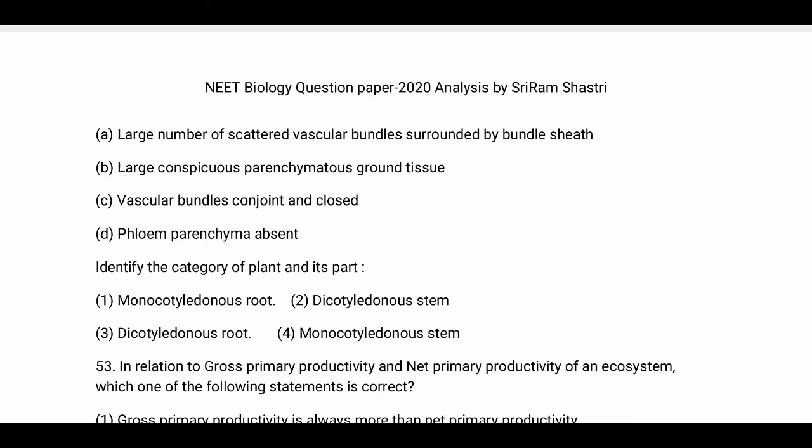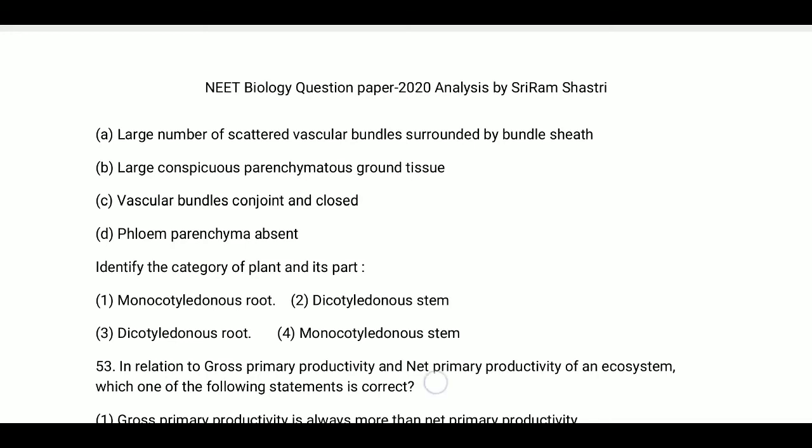So if you are talking here about a large number of scattered vascular bundles surrounded by sheath, it is found in monocot stem itself. In root, it is radially arranged, whereas scattered, you find it in monocot stem itself. In dicot root and dicot stem, it is radial only. Random and scattered vascular bundles are specifically found in monocotyledonous stem. So fourth option is the right answer.